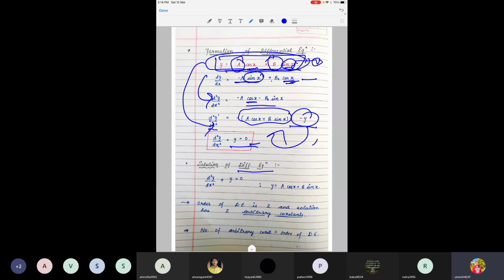Okay, so for that we will be doing this solution of differential equation thing. We had the equation d square y by dx square plus y is equals to this one only. Here we had two constants, a and b. We started from y is equals to a cos x plus b sin x.